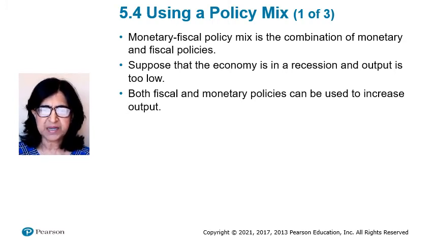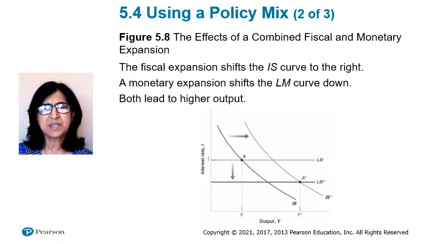Suppose that the economy is in a recession and output is too low. Both fiscal and monetary policies can be used to increase output. Sometimes the right mix is to use fiscal and monetary policy in the same direction. So for example, when the economy is in a recession and output is too low, then both expansionary fiscal and monetary policies can be used to increase output. This combination is represented in Figure 5.8.